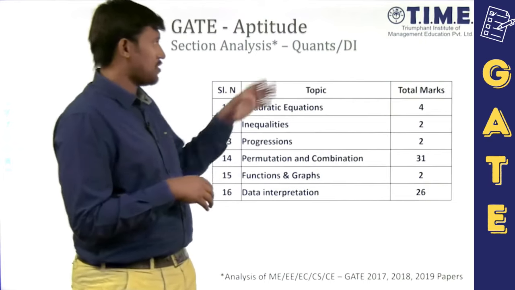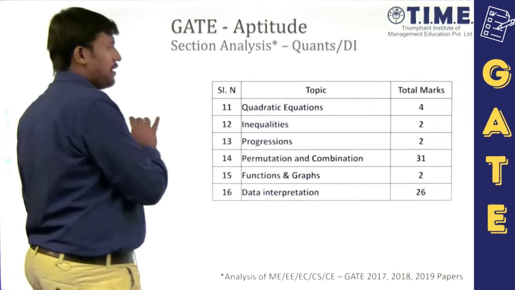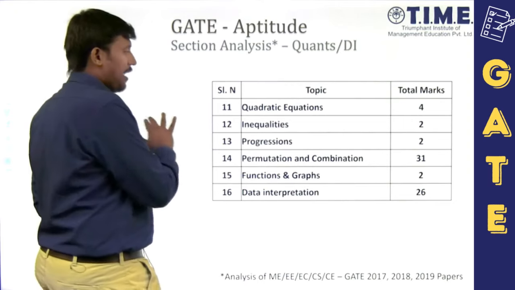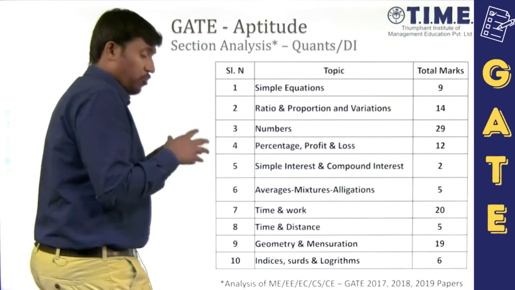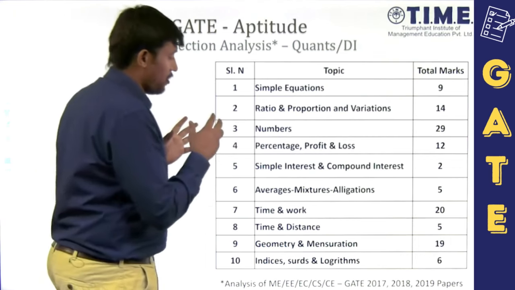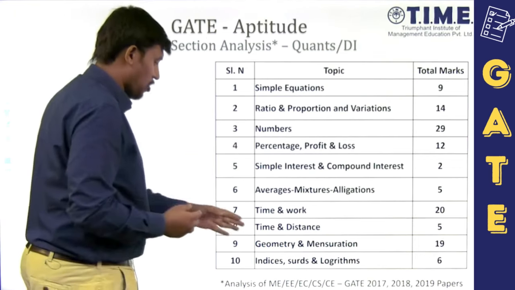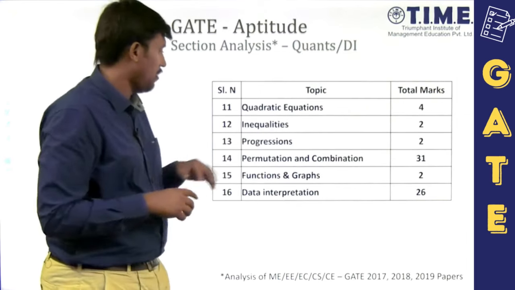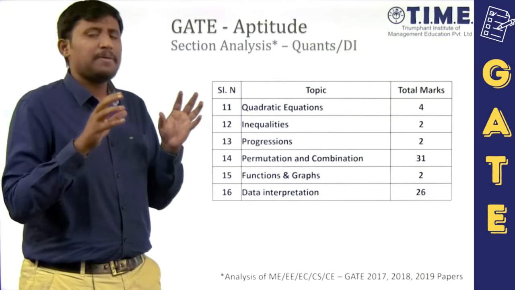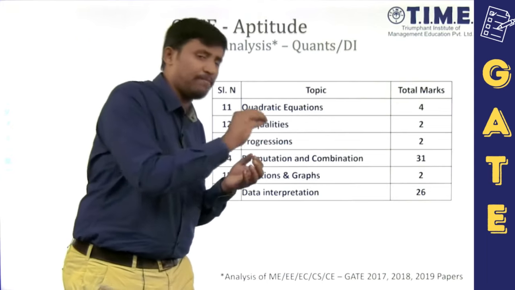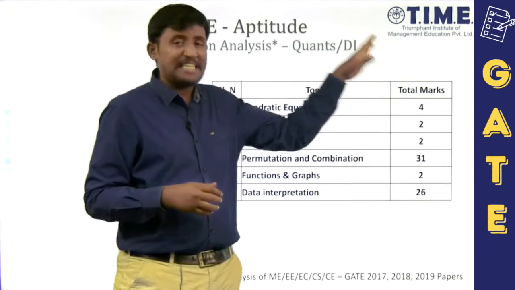Okay, so to sum it up, when it comes to quants and DI, these are the topics that have been asked in the past few years. Although you need to study all the topics, your predominant focus needs to be on numbers, time and distance, time and work, percentage, profit and loss, geometry and mensuration, permutation and combination, and more importantly, data interpretation. These are a few topics where you can put your utmost focus when it comes to the aptitude section. So this is for the quants and DI part.